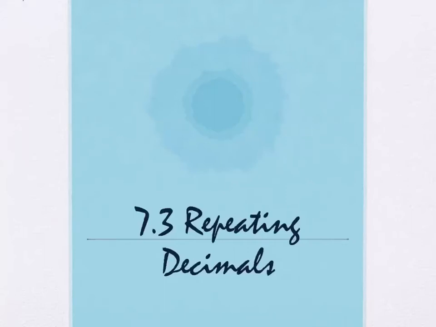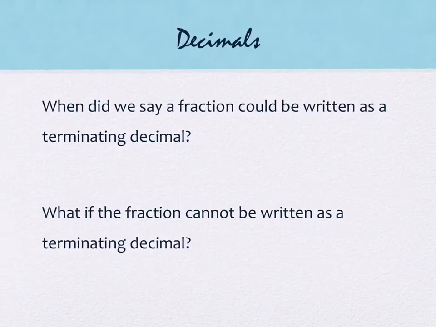Today we're going to take a look at section 7.3. It's titled Repeating Decimals. In particular, we talked about terminating decimals last time. And what was our condition for when a fraction could be written as a terminating decimal? What did it take? It took what? 2s and 5s. Where, AK?